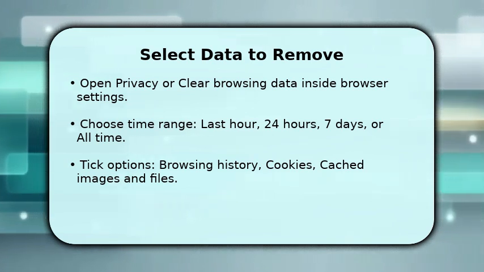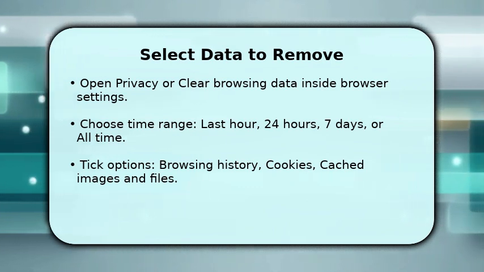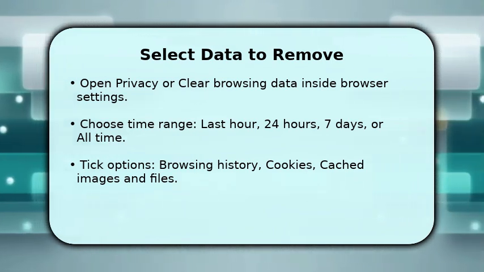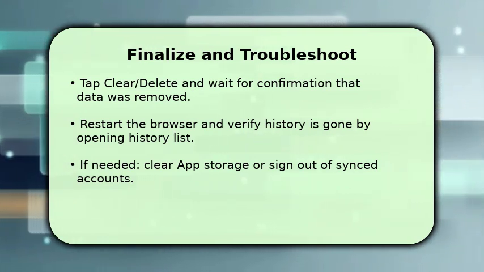Once the correct boxes are checked, tap Clear Data or Delete. After you tap Clear Data, wait for the confirmation message. Don't close the app mid-process. Once finished, close and relaunch the browser, then open History to confirm entries are gone.